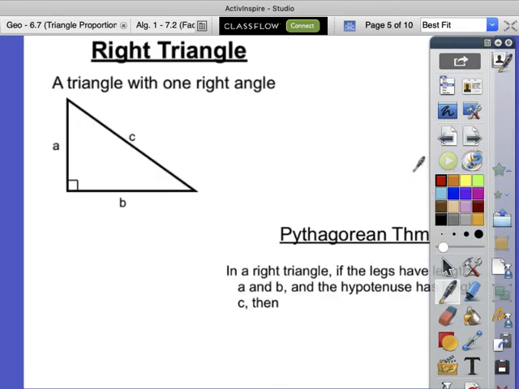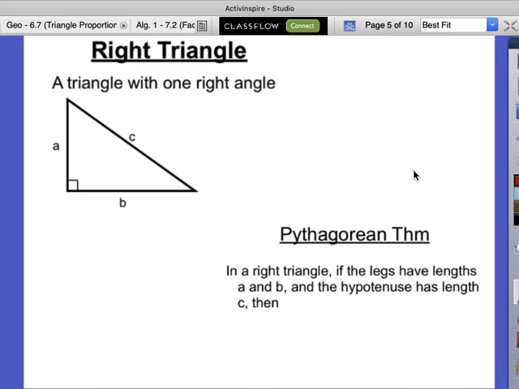All right, triangle. We know it's a triangle with one right angle, right? Here's an example, right triangle. That's not new to us. This is old news. This is just recapping. Okay, so a triangle with one right angle. We have some sides there that are labeled A, B, and C right now.